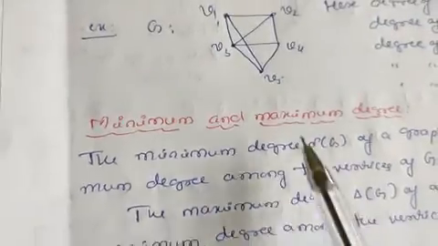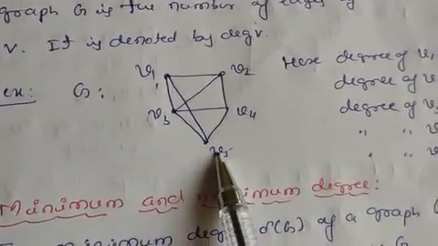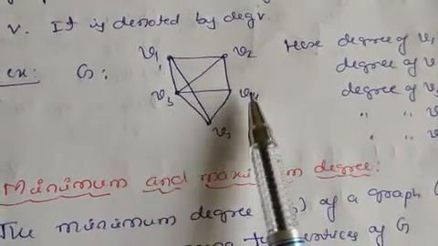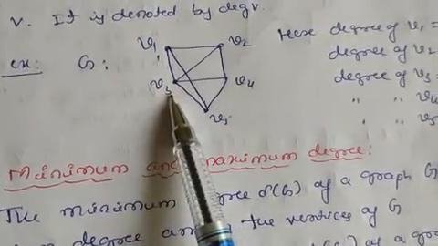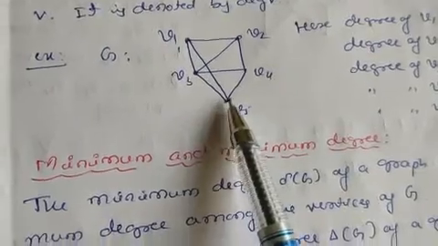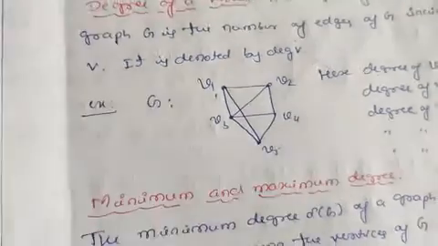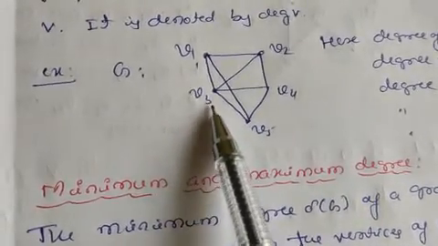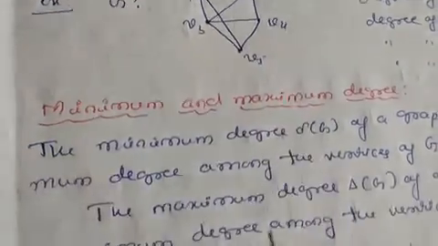So in this example, all the vertices have degree 3 except V3. So minimum degree is 3 and maximum degree is at V3. V3 has 4 edges and the remaining all have 3 edges. So small delta of G in this example is how much? 3. And capital delta of G is how much here? 4, because the maximum degree of a vertex is 4 here.